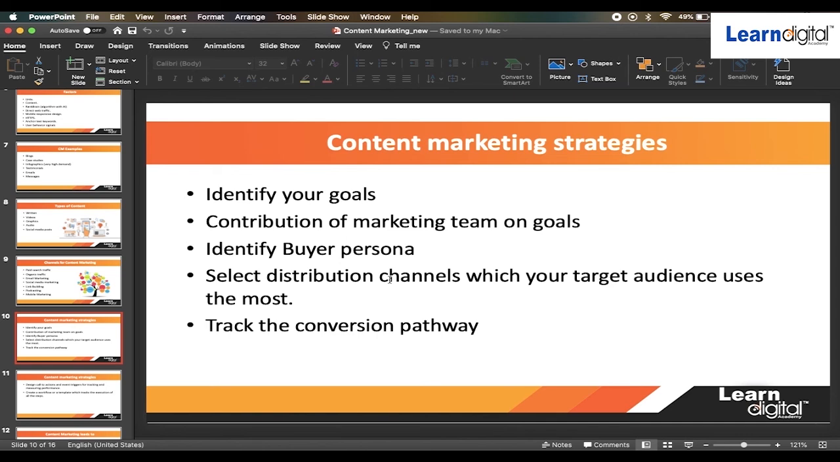Content marketing strategies: what you need to do is first of all identify your goal. I have seen a lot of people not having an objective. What do they actually want to do? No, I just want to publish this, that's it. No, that's not how it actually works. You must have a goal. First identify your goal, and then you first have a team for it.